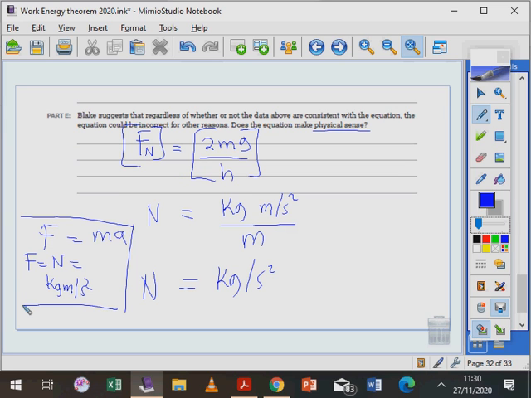Another thing you can say here is that his graph does not reflect his equation. Or, for physical sense: do you expect normal force to increase or decrease with height? Decrease. If height increases, I'd expect normal force to decrease. Because normal force has something to do with gravity, and as height increases, gravity increases. So I'd expect the normal force to decrease as well.